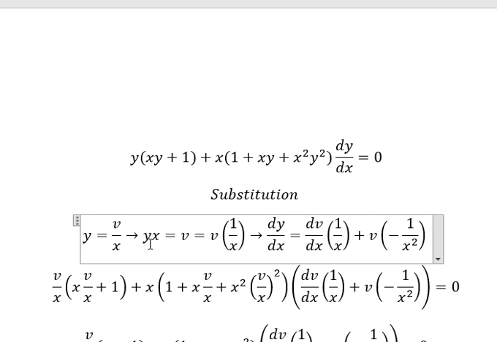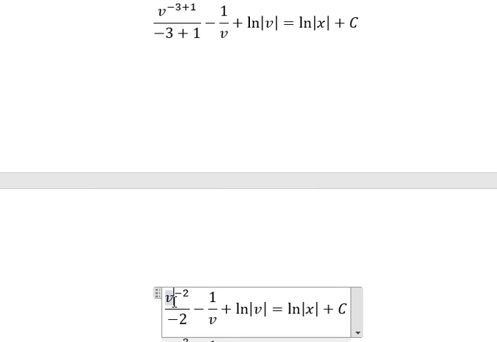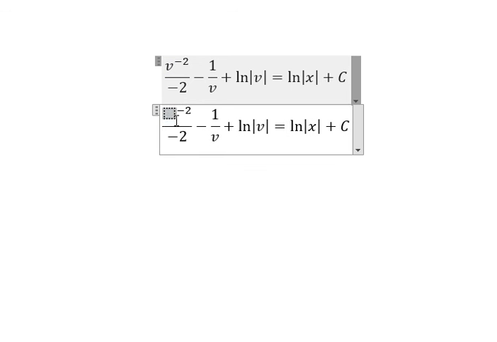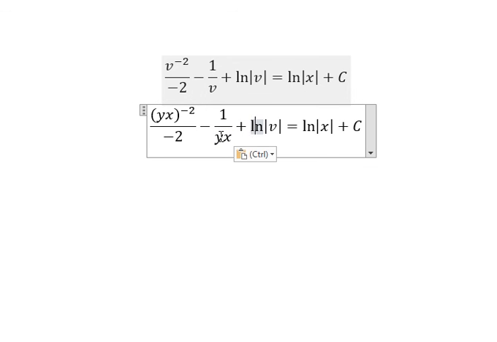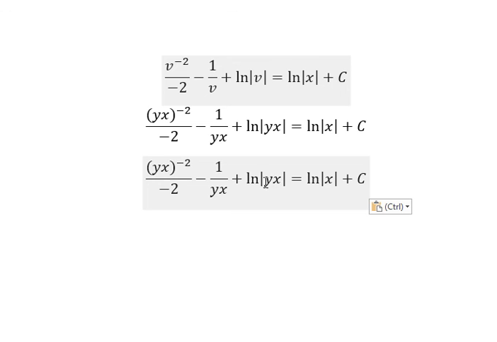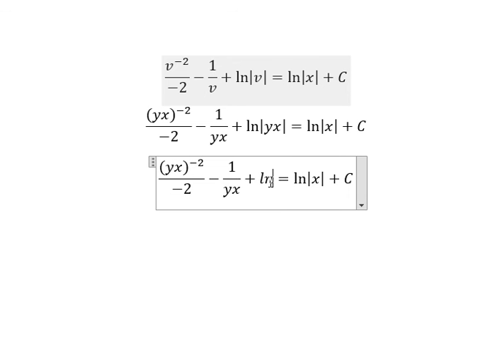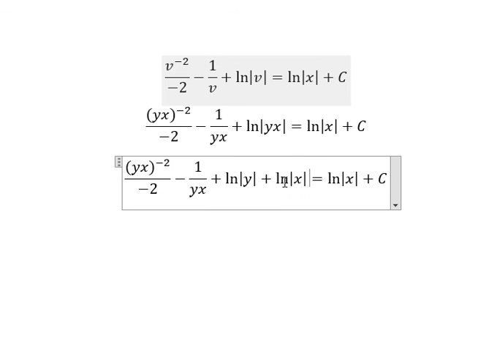Now we need to change v into y's. Next, the function of y's we can put like this. And now we need to simplify for both sides.